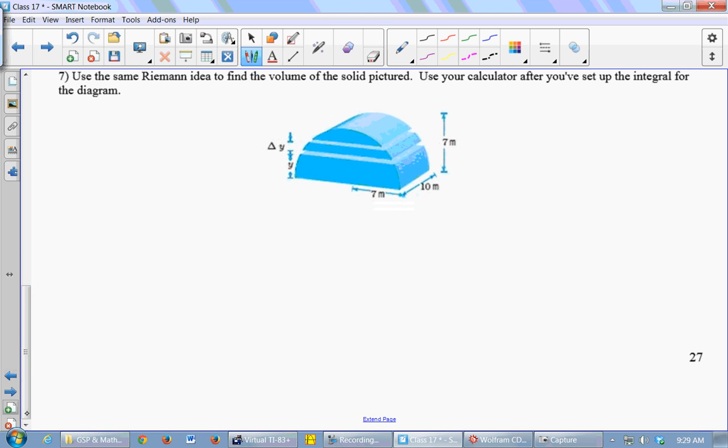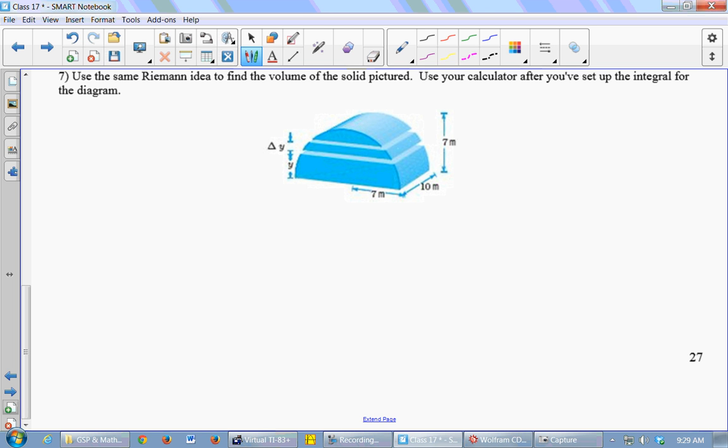All right, let's use this same idea to find a volume, and then I'll let you try some. Okay, so I have this solid. It's got a rectangular base. It's like 14 meters by 10 meters rectangular base, and then I have parabolic looking things as the roof. The roof kind of looks parabolic, and it's got a height of 7 meters. All right, so we're going to set up the integral, and then we'll just use a calculator to evaluate it.